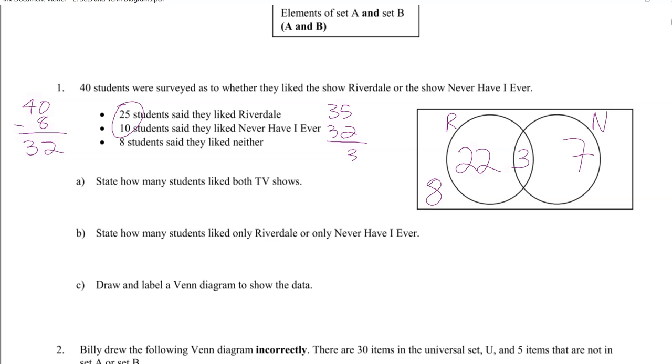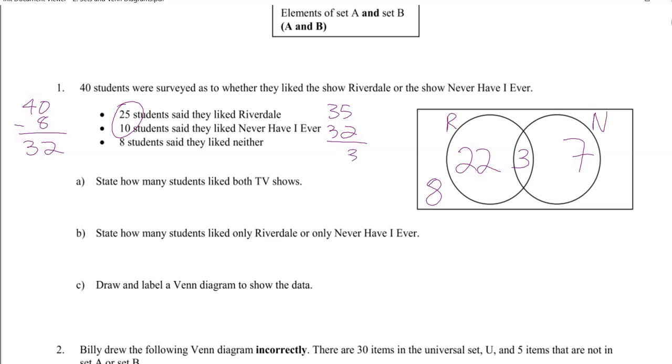Okay, let's add it all up. We've got 7, 10, 32, 40. So we've accounted for all 40 students. We haven't done any double counting. That's what would have happened if we tried to place the 25. We didn't know how the 25 split up. We didn't know how the 10 split up. We did know that 8 went outside here.